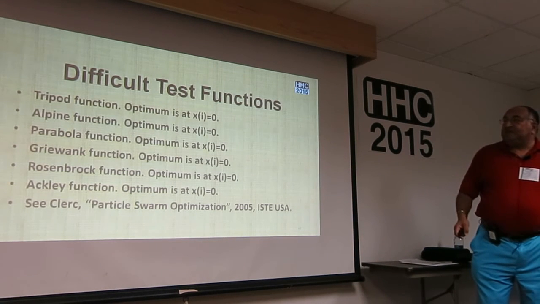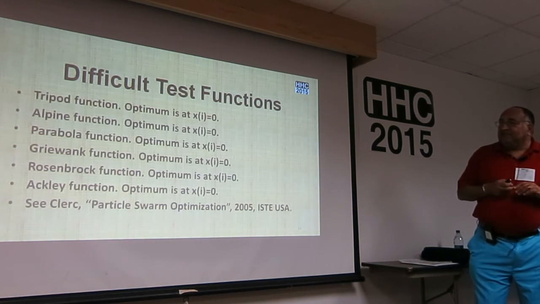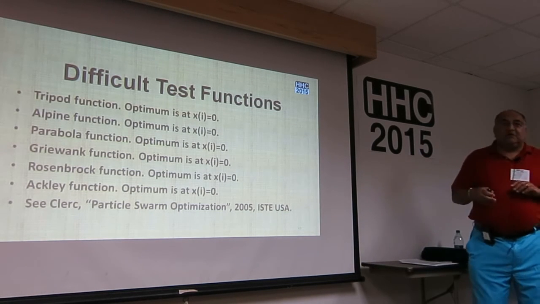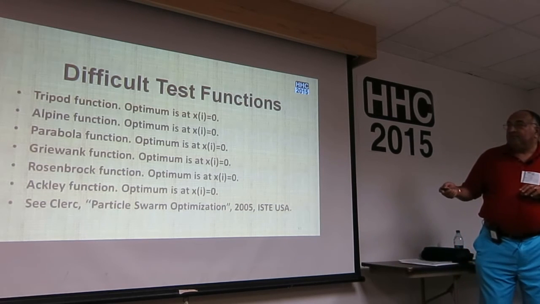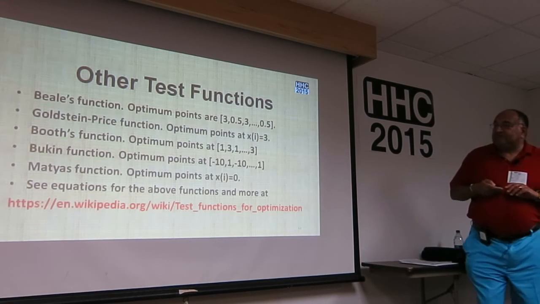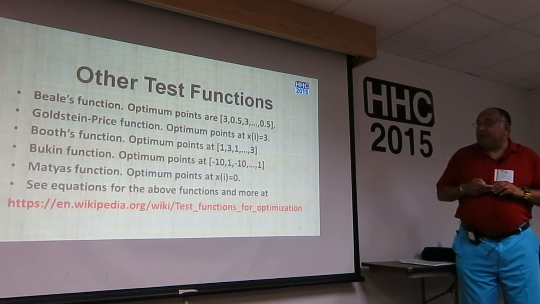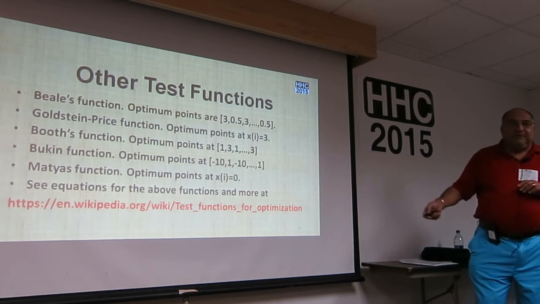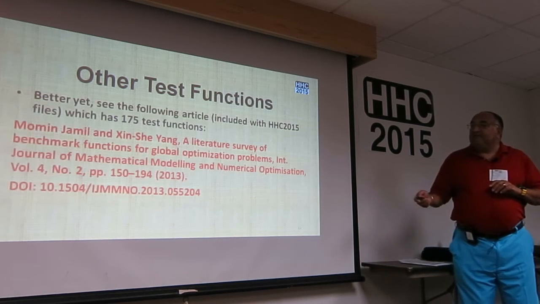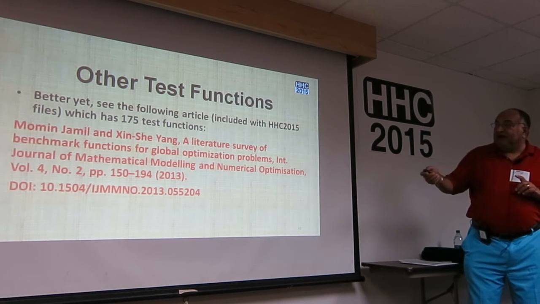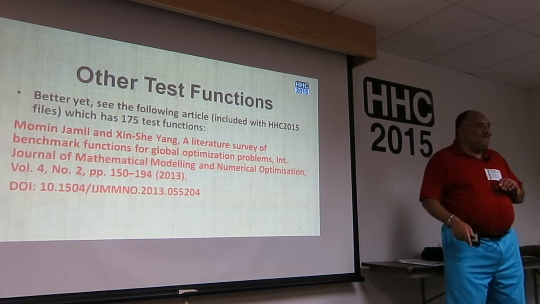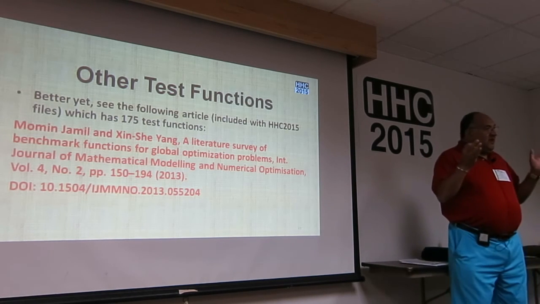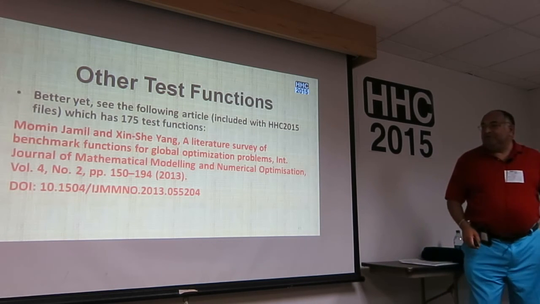Here's a set of difficult test functions. You have the tripod, Alpine, and the rest. The book Particle Swarm Optimization by Clerc talks about these. And then you have more test functions: Beale, Goldstein-Price, and so on. The URL on Wikipedia lists those. And I've done one step better. I've included a PDF file that has 175 test functions, of all kinds. They give you the recommended initial range and the expected optimum for those.